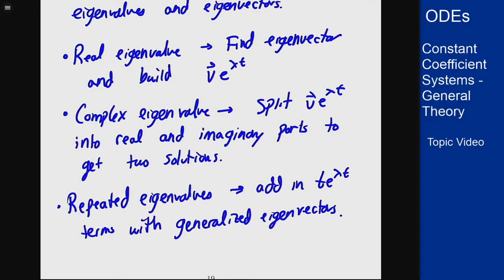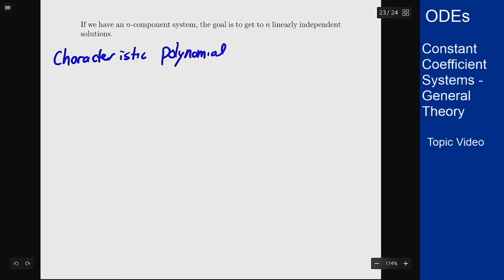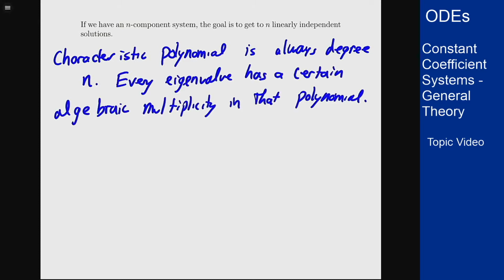So it's all more complicated because there's more variables, more equations involved, but the process here is all still the same. If I have n components, my goal is always to get to n linearly independent solutions. And the way you can think about building to this is that the characteristic polynomial is always a degree n polynomial. And then every eigenvalue will have some algebraic multiplicity in that polynomial. So our goal is basically for every eigenvalue to get a number of linearly independent solutions that's equal to the algebraic multiplicity in the polynomial.